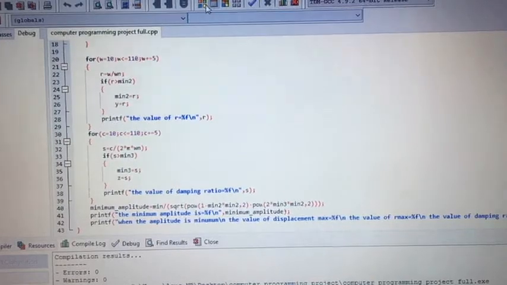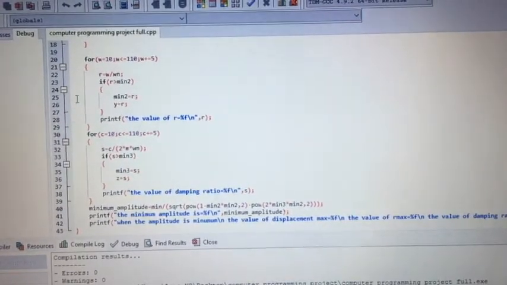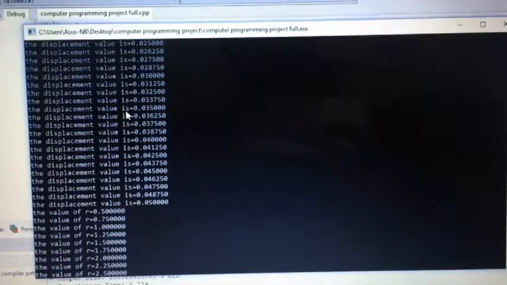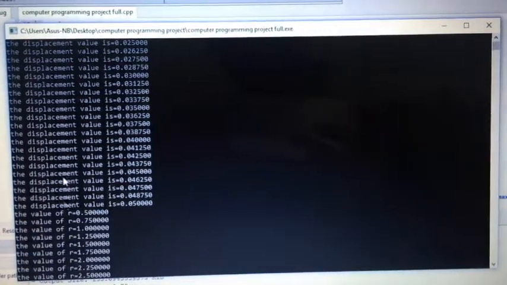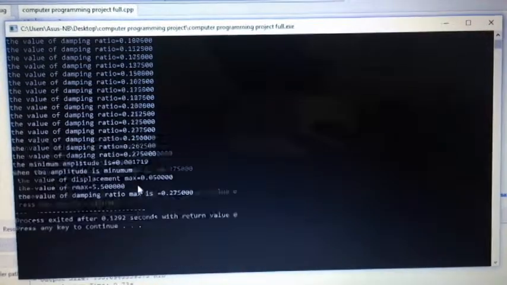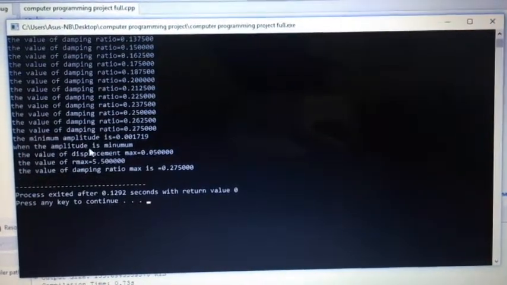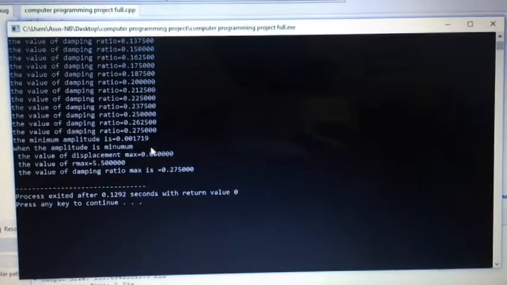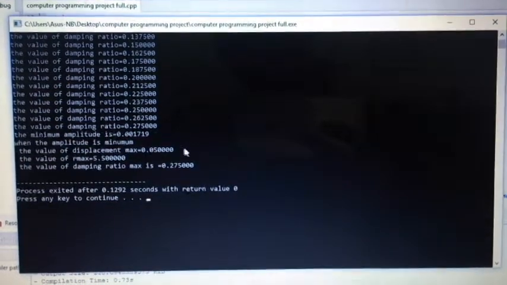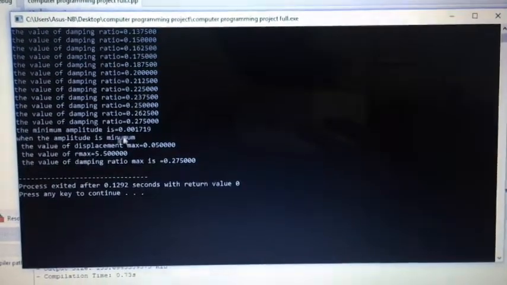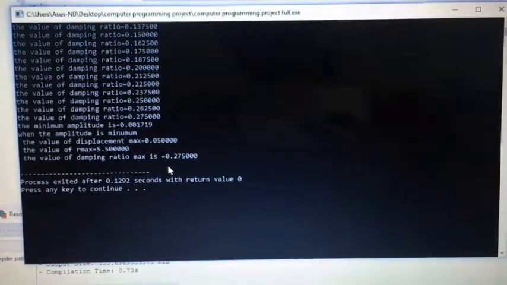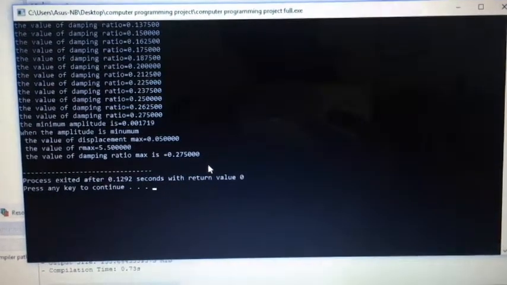As the proof, I compile it, the command that I use, the computer programming, and then I run the system. We will get all the values: the displacement value until the max, the value of r until the max, the damping ratio until the max, and after I substitute it, the minimum amplitude is this value, 0.001719. When the amplitude is minimum, the value of displacement maximum is 0.05, the value of r max is equal to 5.5, and the value of damping ratio maximum is equal to 0.275000.